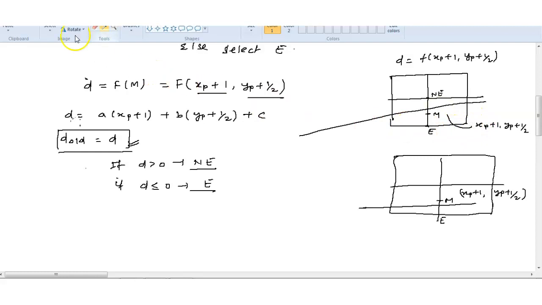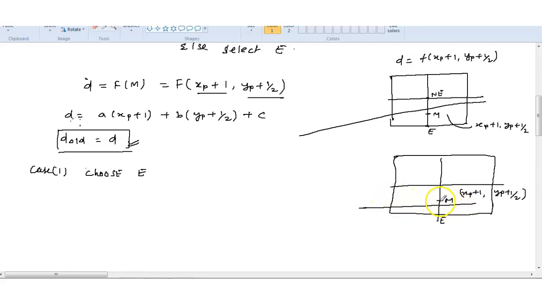Any doubt till here? So let's consider in case 1 we are choosing the east corner. Choose east corner. East corner means m is above the line.